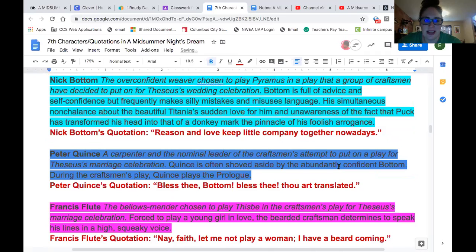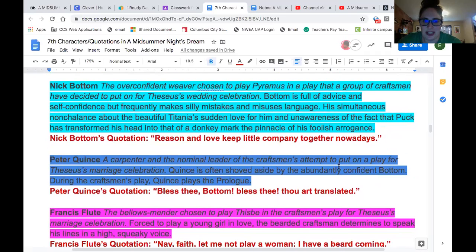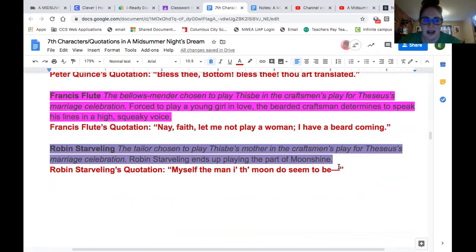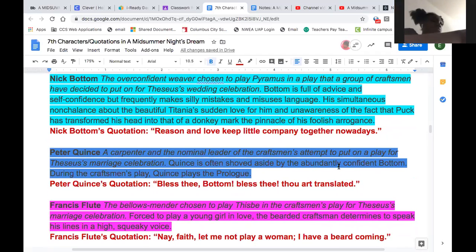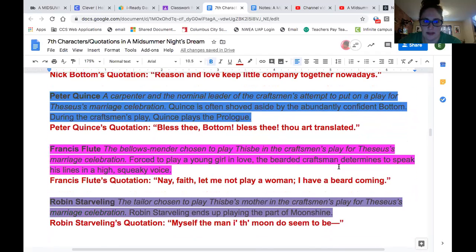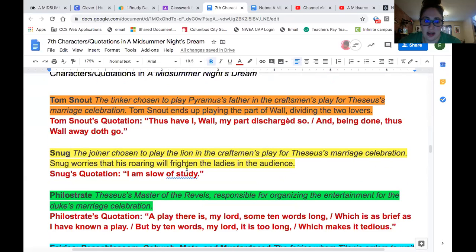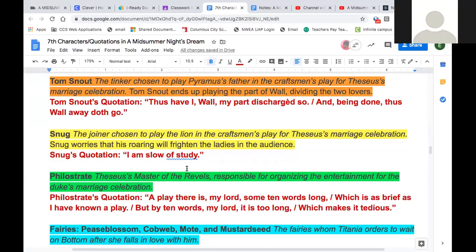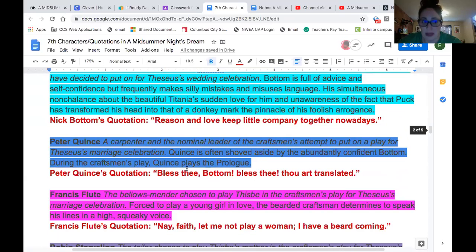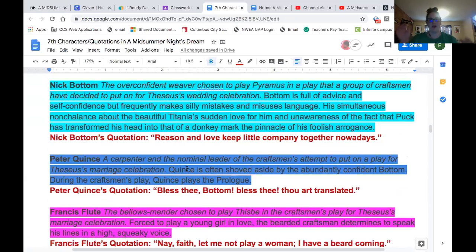Okay, so that's all I'm going to do for today because we're about to hit a really confusing part. This next part: Nick Bottom, Peter Quince, Francis Flute, Robin Starveling, Tom Snout, and Snug are all humans that are going to perform a play for the Duke at his wedding. For Theseus and Hippolyta.